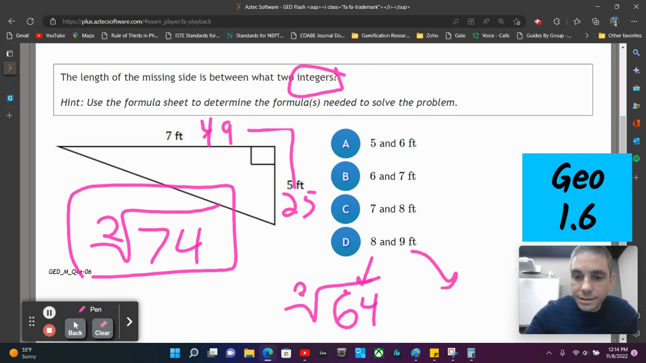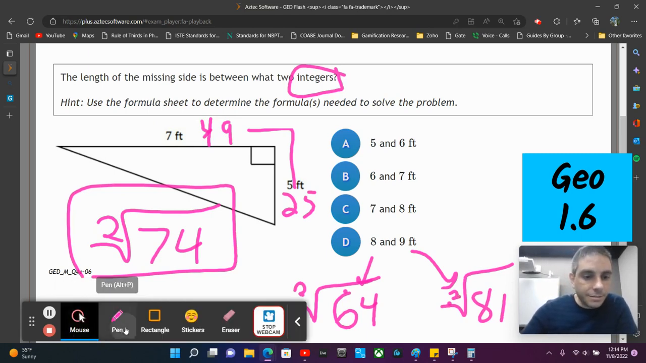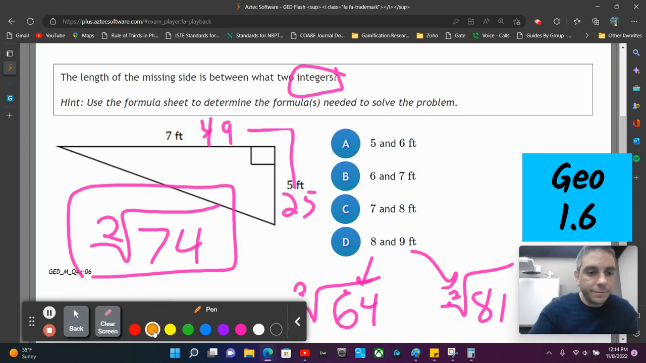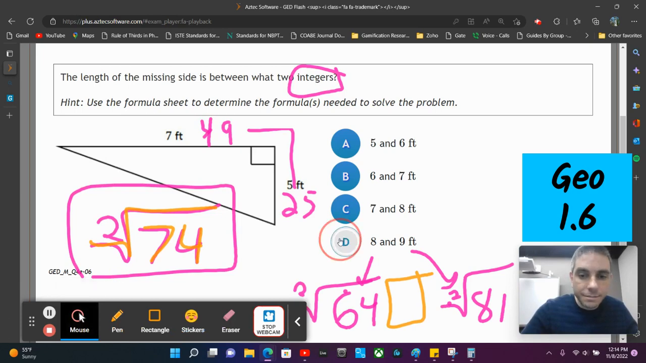Similarly with 9, 9 times 9 is 81. And so 9 is really just the square root of 81. Now check this out. The square root of 74, does that fit in between these two? Yes, it does, because the number 74 is in between 64 and 81. So that means our answer is D.